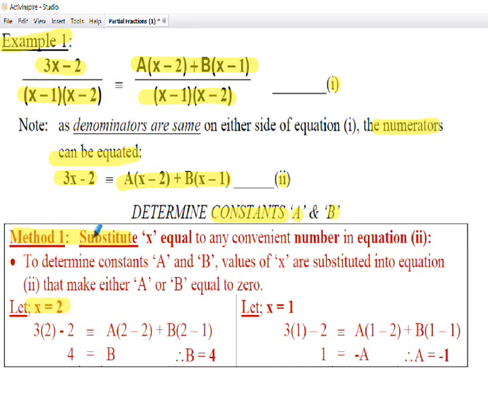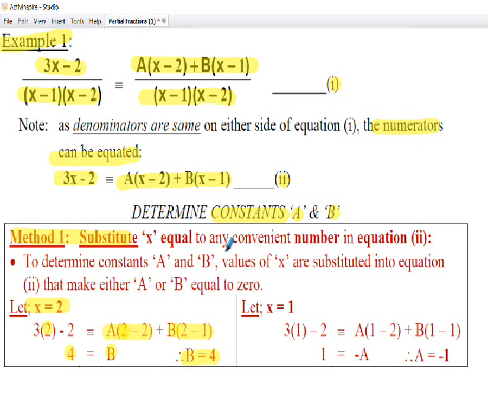And all we do is put the value of 2 into equation 2 wherever I see an x. So on the left hand side I've got 3x minus 2, so that will be 3 times 2, take away 2, that will give me 4. Do the arithmetic on that. On the right hand side I have A open bracket x minus 2, so I'll put x equals 2 in there, and that will disappear, A times 0. And then I've got B open bracket x minus 1, so that will be B open bracket 2 minus 1, that will give me 1B, or simply B. So B is equal to 4. I've found my first constant.